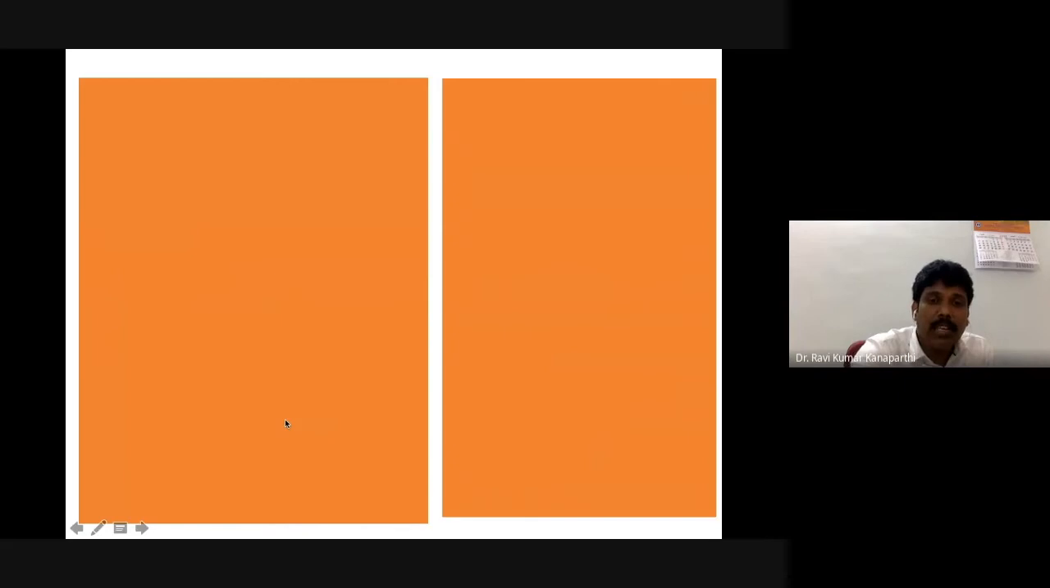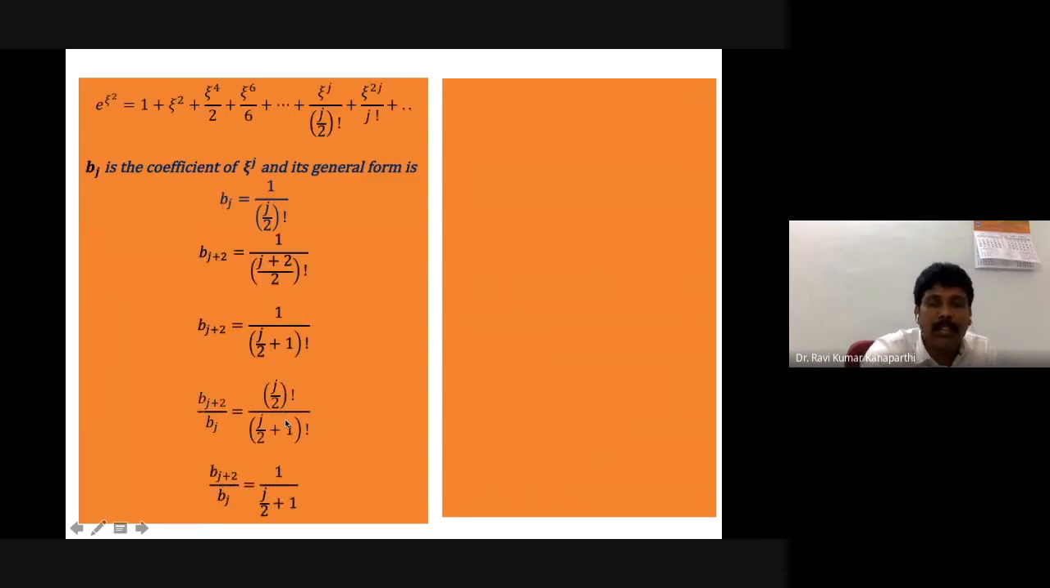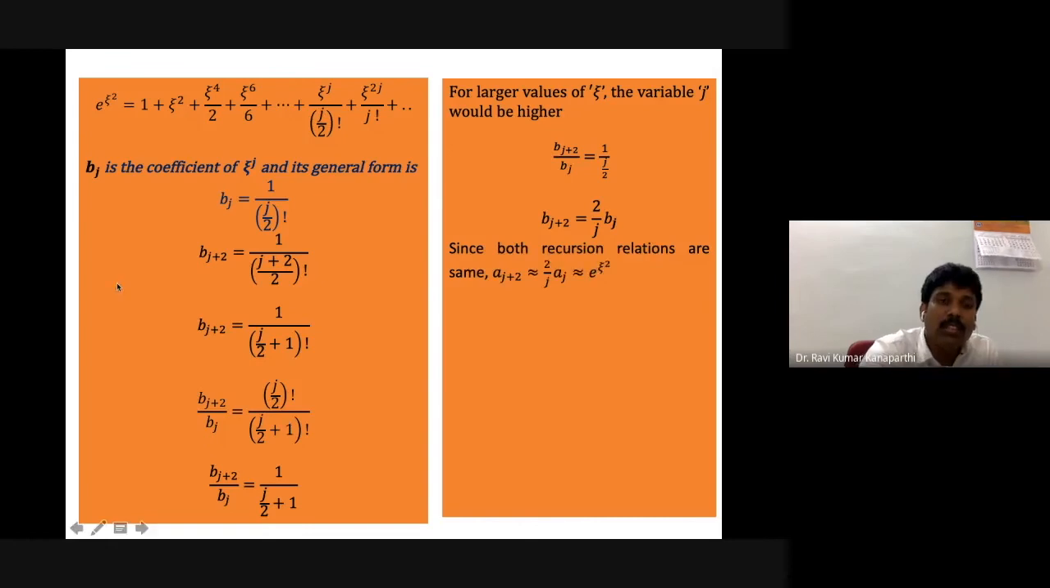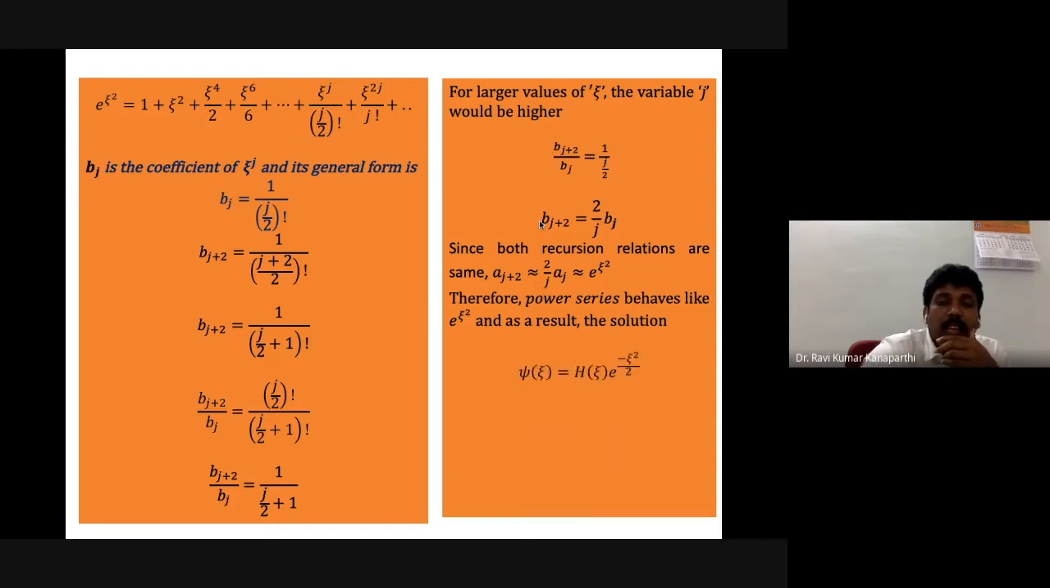Now that is exactly behaving like the previous recursion relation. The previous recursion relation is just a j plus 2 is equal to 2 by j a j. Now the recursion relation of the infinite power series of e to the power z square also has the same form. Since both have the same form, my next claim is that the solution I can replace with e to the power z square. Isn't it?